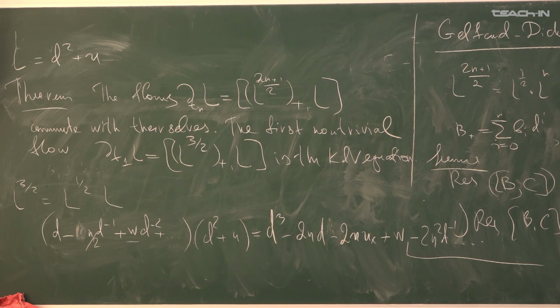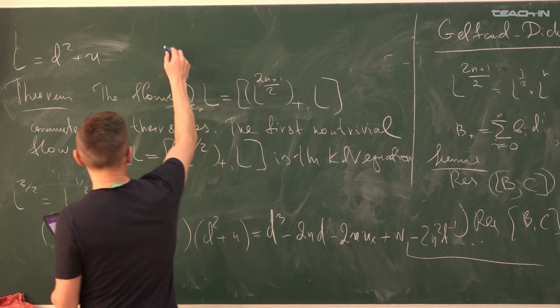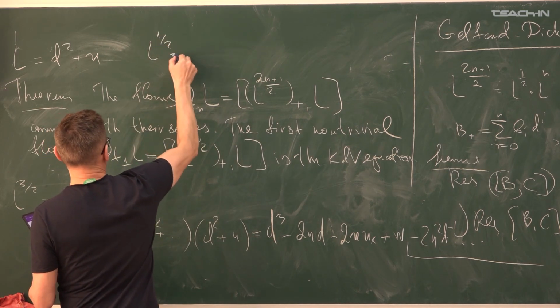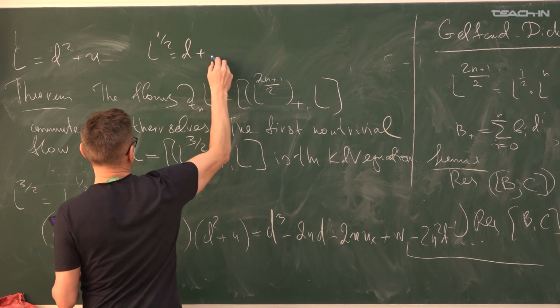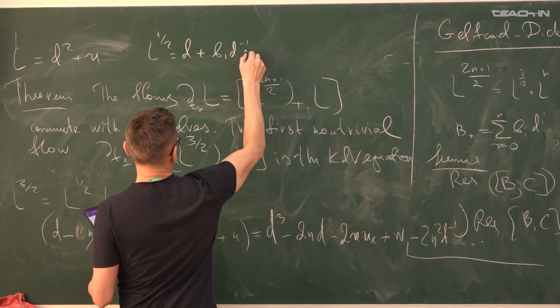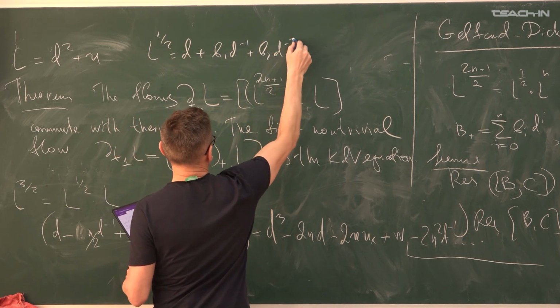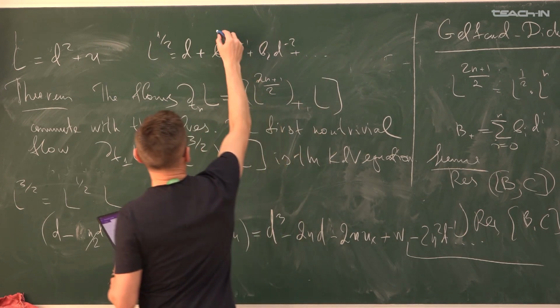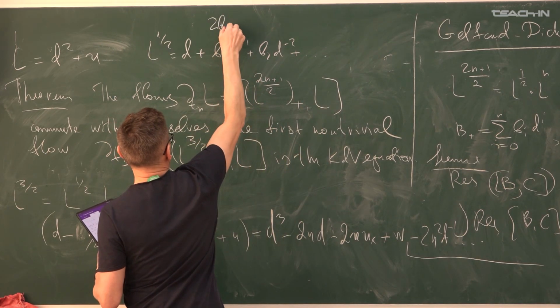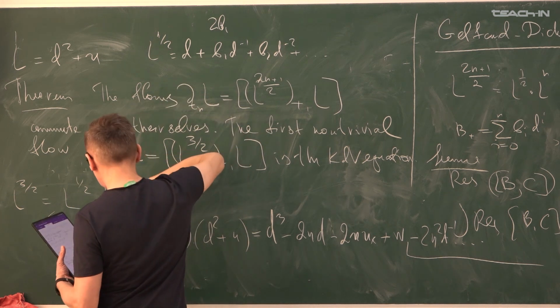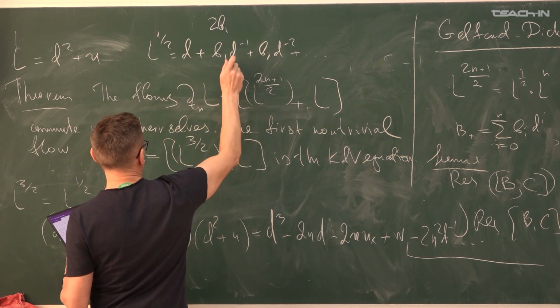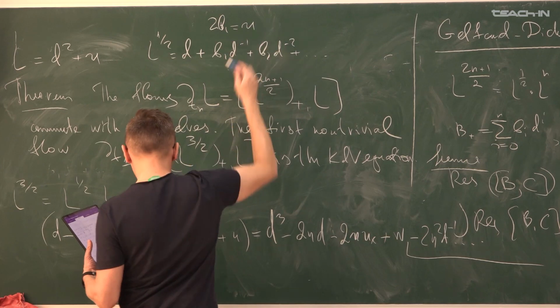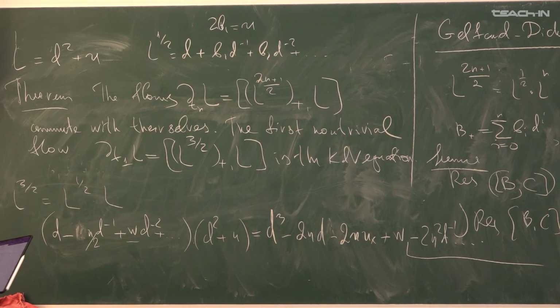Yes, it is u over 2 because we have two. We had 2b1 equal u. You remember? So we have the square root, which is d plus b1 d minus 1 plus b2 d minus 2 plus etc. And we get 2b1 is equal u, something like this.